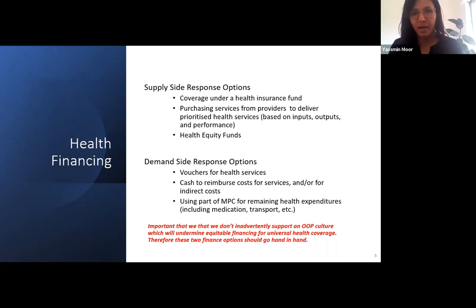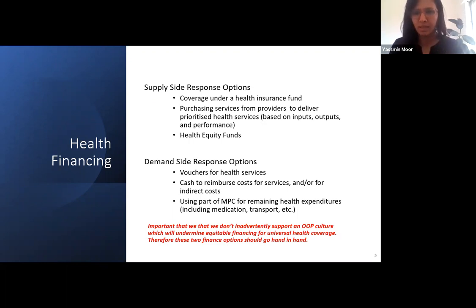Thank you. And so I've broken up the health financing into two response options. We have this in our working paper from the Global Health Cluster cash testing. So if we want to think about response options, we can think about supply side response options, which really relates to availability and access, and demand side response options, which is more related to utilization of services. And I've listed out what supply side response options can refer to. It can refer to coverage under a national health insurance fund, pooling of funds, for instance, or purchasing services from providers to deliver these services, which is what, for instance, some of the mobile clinics are.